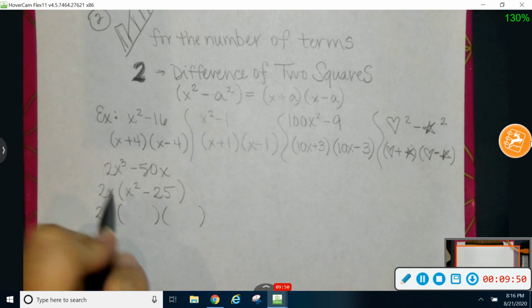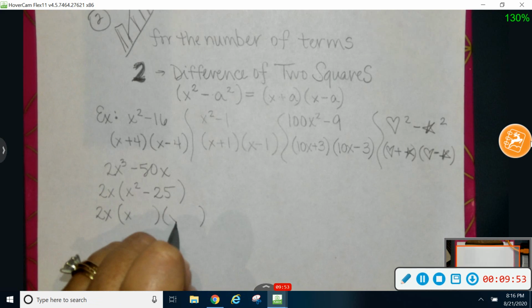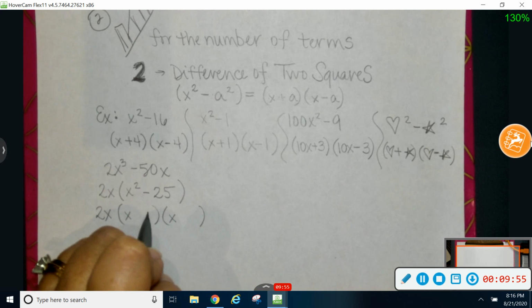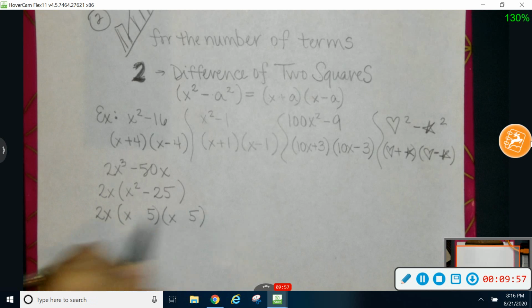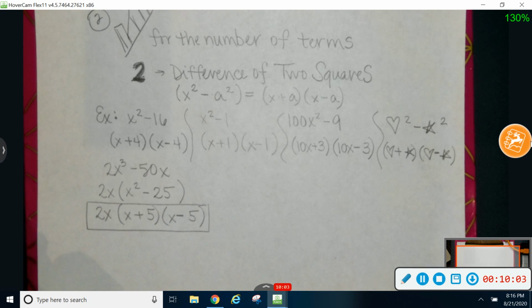But x squared minus 25 breaks down to x and x. There's the square root of x squared. Square root of 25, 5 and 5. One gets a plus, one gets a minus. This is our complete factorization.